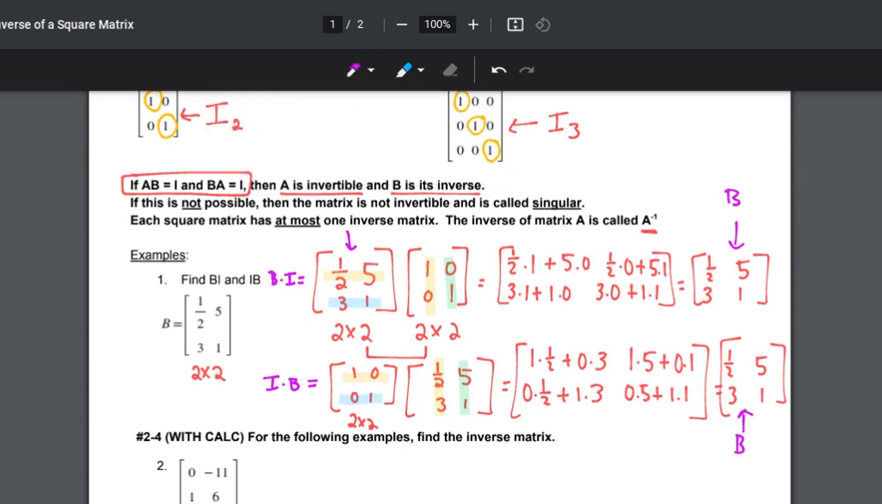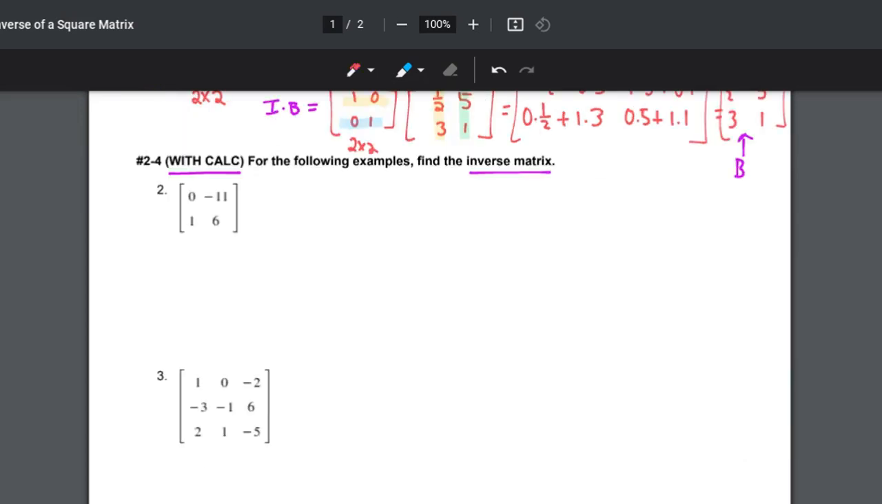So what we're supposed to figure out is that if we do I times B and B times I, we get matrix B no matter what order we multiply it in. So any matrix times the identity matrix should give you the original matrix. All right, so for this next section, we're going to use our graphing calculators to calculate the inverse matrix.